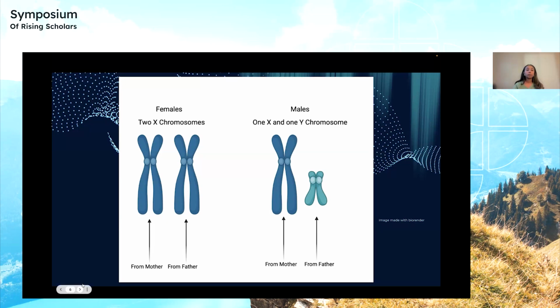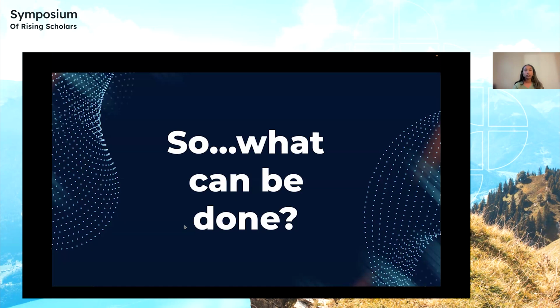And this is important to keep in mind when I'm talking about DNA methylation in a second. So Rett syndrome is a pretty serious disease. So what can actually be done to help treat it?